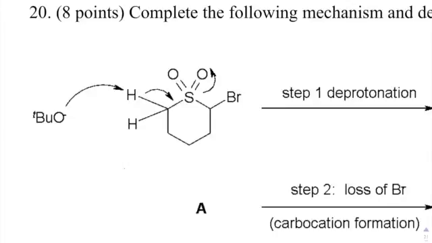Alrighty guys, so you made it to question 20, which is going to be a question that's asking us to complete the following mechanism. For this mechanism, we're going to be using a lot of arrows to demonstrate where electrons are going, bonds are being formed, bonds are being lost. Just starting right off the bat, we're given the arrows that show what our compound A is going to be.